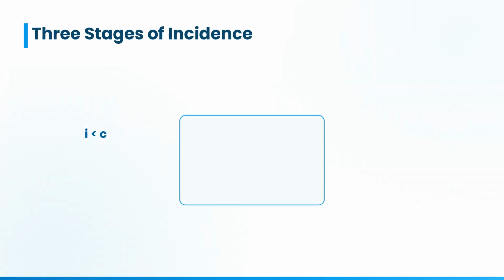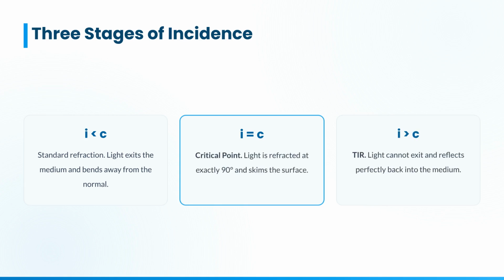If the angle is less than the critical angle, we get standard refraction. When the angle equals the critical point, the light skims the surface at 90 degrees. If the angle exceeds this, total internal reflection occurs.